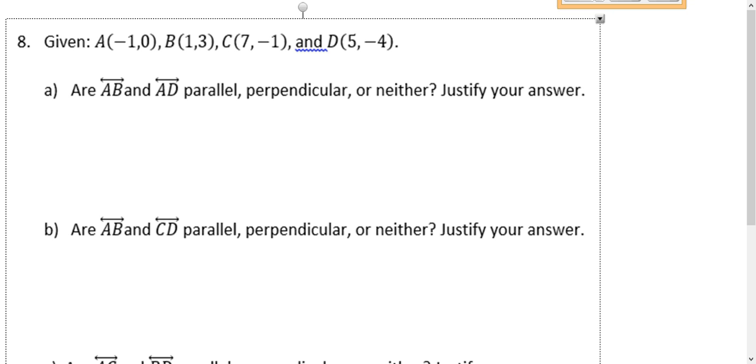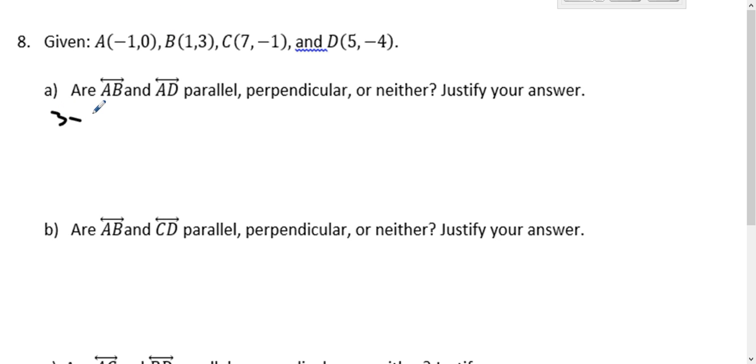So to identify if all these different lines from the given points are parallel, perpendicular, or neither, you need to know the slopes. So we'll get the slope of AB. Take y minus y, so that y coordinate minus first y coordinate over the x minus x. So that's 3 over 2.